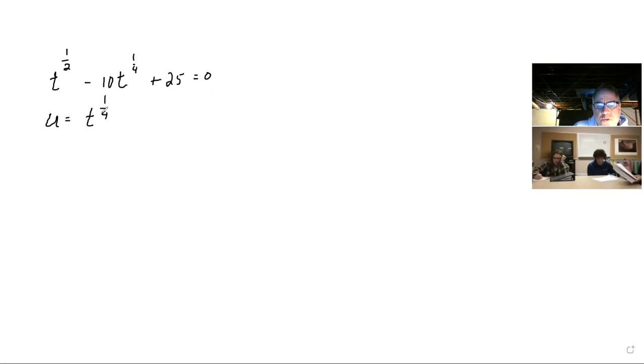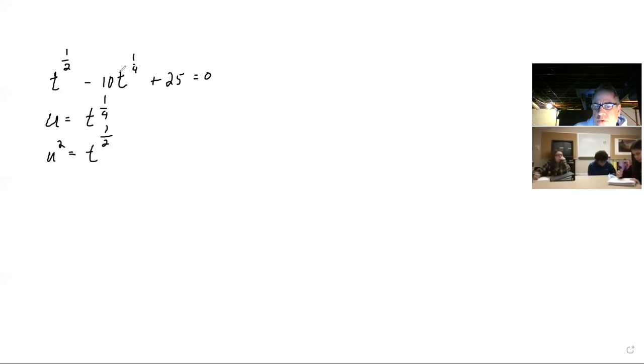Then what you're doing is you're squaring both sides of this. So square this left side, you're going to have u squared. Now, t to the 1/4 all to the power of 2, power rule says multiply the exponents. That is 2 times 1/4, which would be 1/2. And that's exactly what you're looking for.